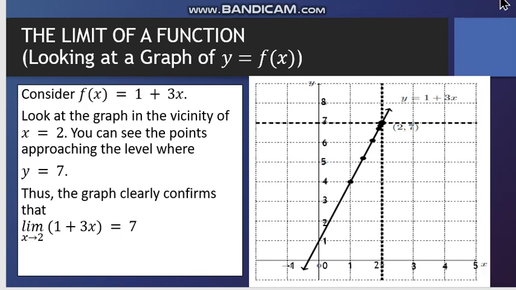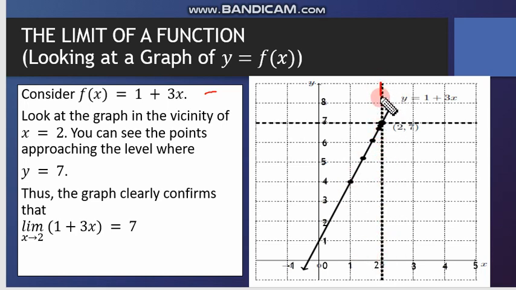Good day, everyone. So now let's proceed to another way of evaluating the limit of a function by looking at the graph of y is equal to f of x. Now, the same example that we have earlier, through the table of values, we will graph the function. Consider f of x is equal to 1 plus 3x, and we will look at the graph in the vicinity of x is equal to 2. So you can see the points approaching the level where y is equal to 7. So this is the graph.